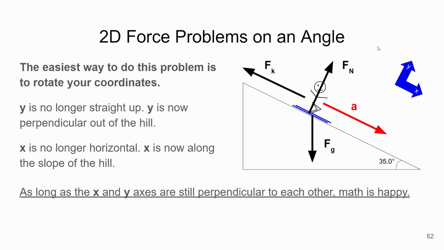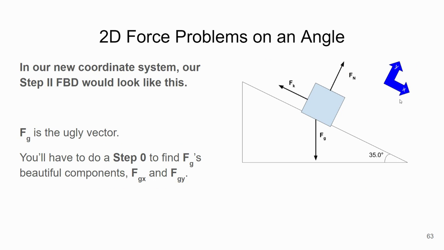So the key idea here is, as long as the x and y axes are perpendicular to each other, they're still going to be at a right angle. Math is happy. Math is going to work. That's the only thing that math needs. They have to be perpendicular to each other. So in our new coordinate system, our step 2 free body diagram would look like this. I'm kind of mixing the step 2 free body diagram and the step 1 sketch together, but it works. So in our new free body diagram, f sub n is pretty, f sub k is pretty, and f sub g is the ugly vector.